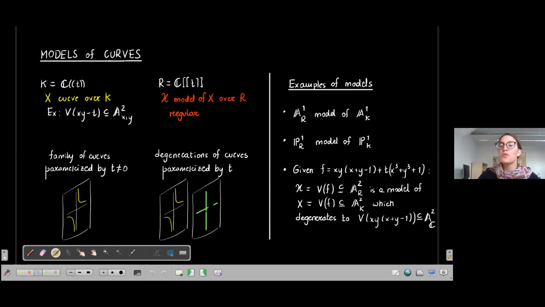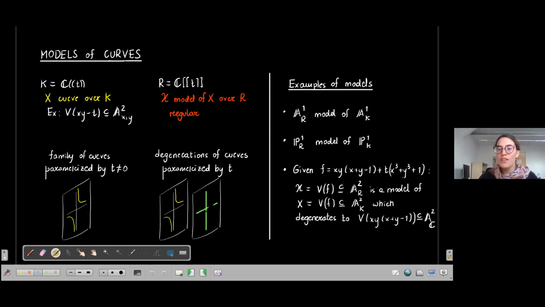But if you take the vanishing of this polynomial in A to R, this is a model for the variety defined by the same polynomial, but in A to K. And in particular, what happens when t goes to 0? Let's see what is the fiber that we're adding now in this degeneration. Taking a model means adding one fiber.